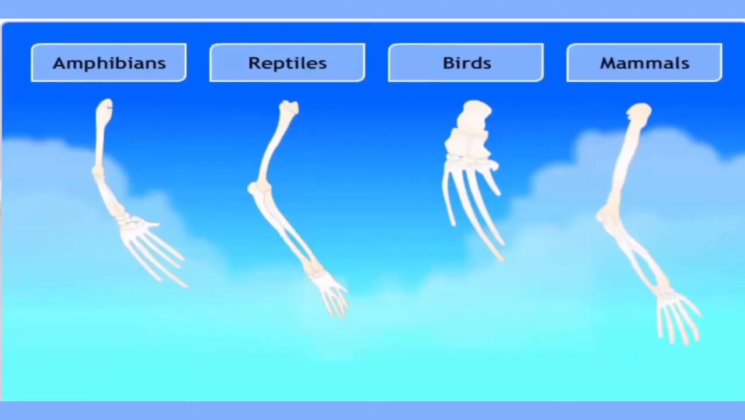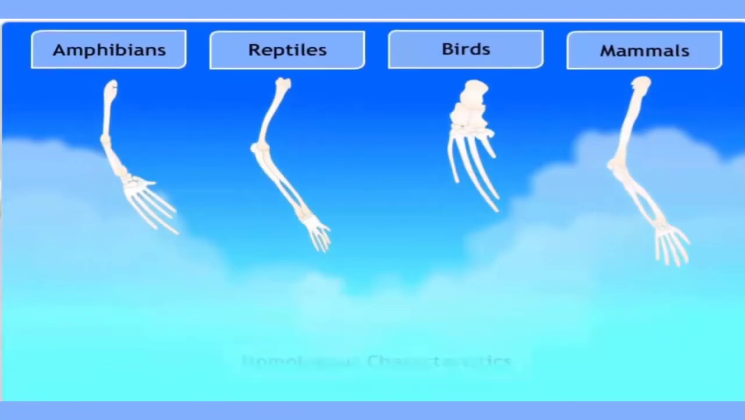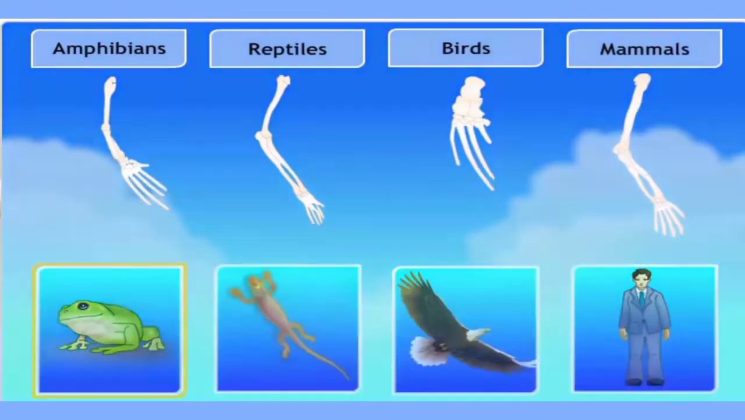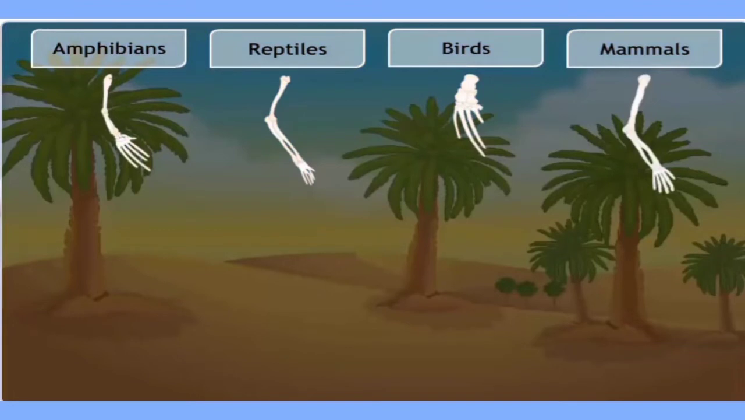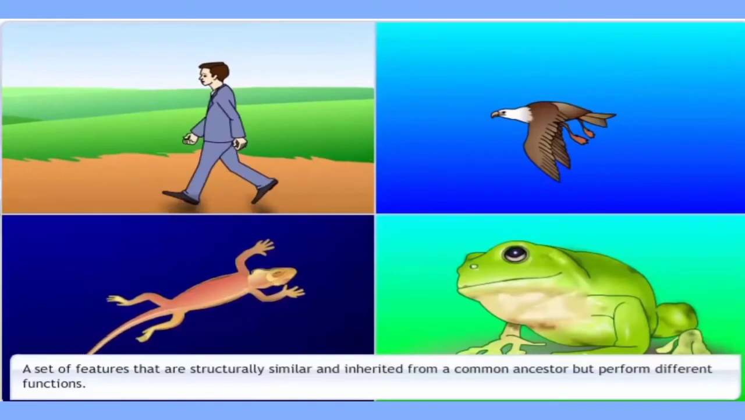Characteristics in related organisms will be similar because they have been inherited from a common ancestor. Such characteristics are called homologous characteristics. For example, mammals, birds, reptiles and amphibians have four limbs with the same basic limb layout because they have inherited the limbs from the common ancestor. These limbs have been modified to perform different functions.